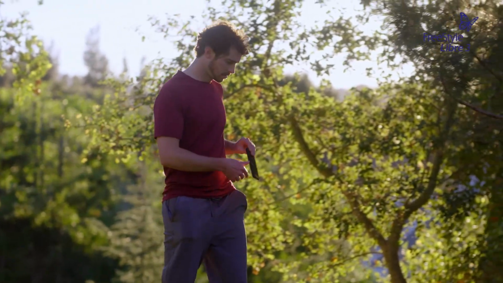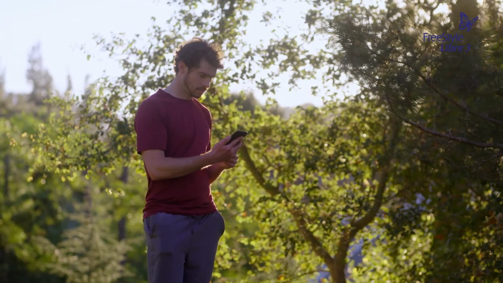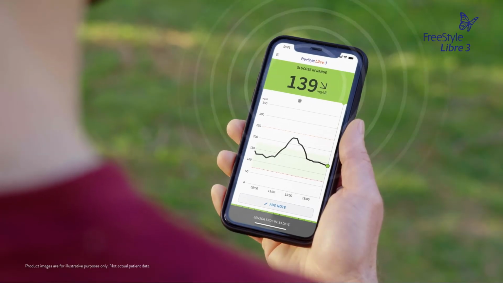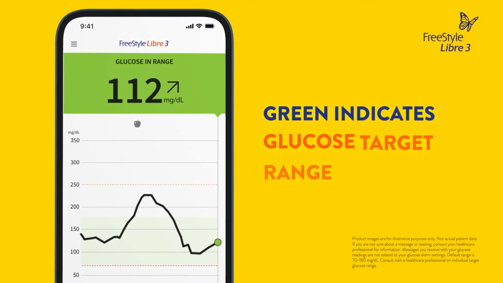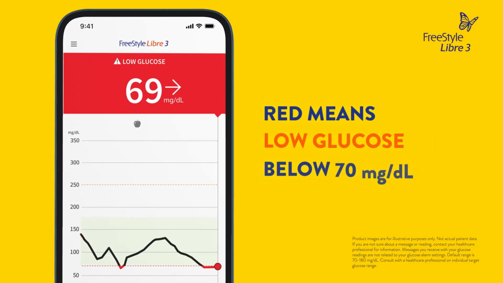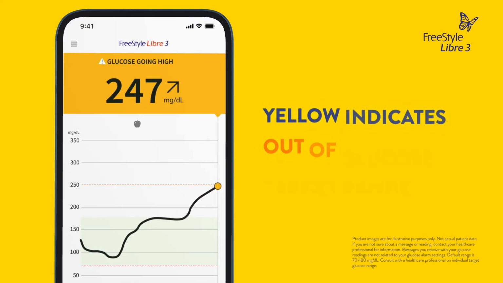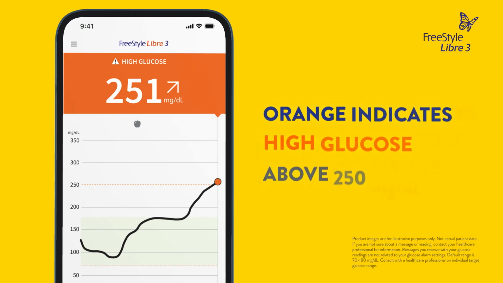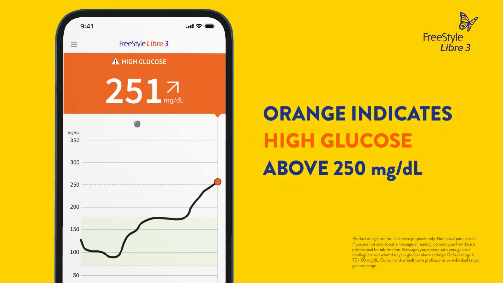Another great feature of the home screen is the background color, which makes it easy to see if your glucose is in range with a quick glance. Green indicates you're in your glucose target range. Red means low glucose, or below 70 milligrams per deciliter, and yellow indicates you are out of your target range. Orange means high glucose, or above 250 milligrams per deciliter.